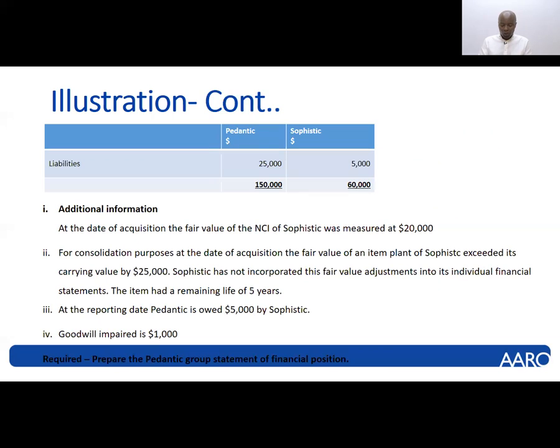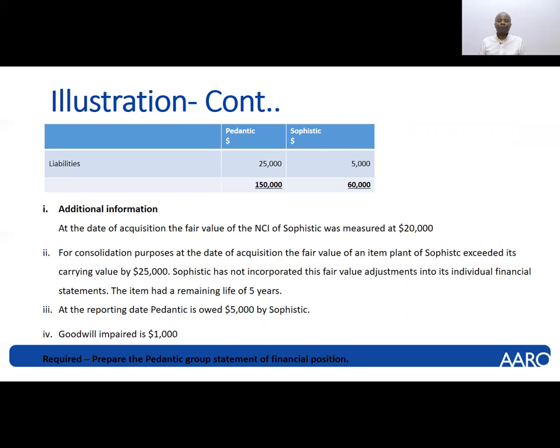Additional information that you have been able to come up with as a group accountant. We are told at the date of acquisition, the fair value of the NCI of Sophistic was measured at $20,000. We are told for consolidation purposes, at the date of acquisition, the fair value of an item of plant of Sophistic exceeded its carrying value by $25,000. Sophistic has not incorporated this fair value adjustment into its individual financial statements. The item had a remaining life of 5 years. At the reporting date of Pedantic, Pedantic is owed $5,000 by Sophistic. Goodwill impaired is 1,000. And then we are required here to prepare Pedantic's group statement of financial position.